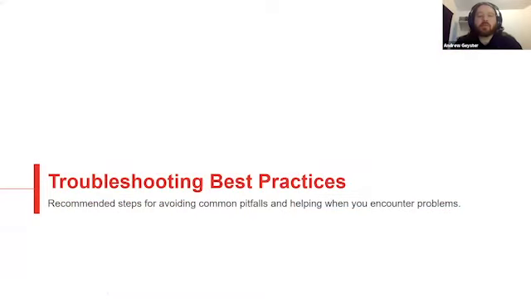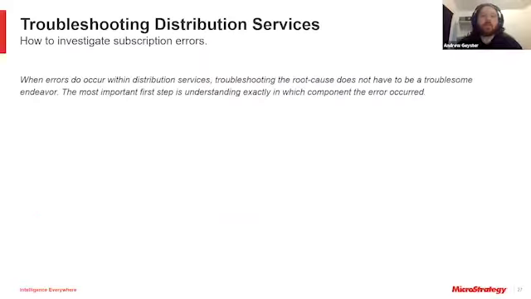Now that we've discussed some of the new content that we have, as well as configuration for distribution services, I would like to take a quick bit of time to discuss some of the common pitfalls, as well as what can be done to help understand when problems do arise using distribution services. The first thing is how to investigate subscription errors.